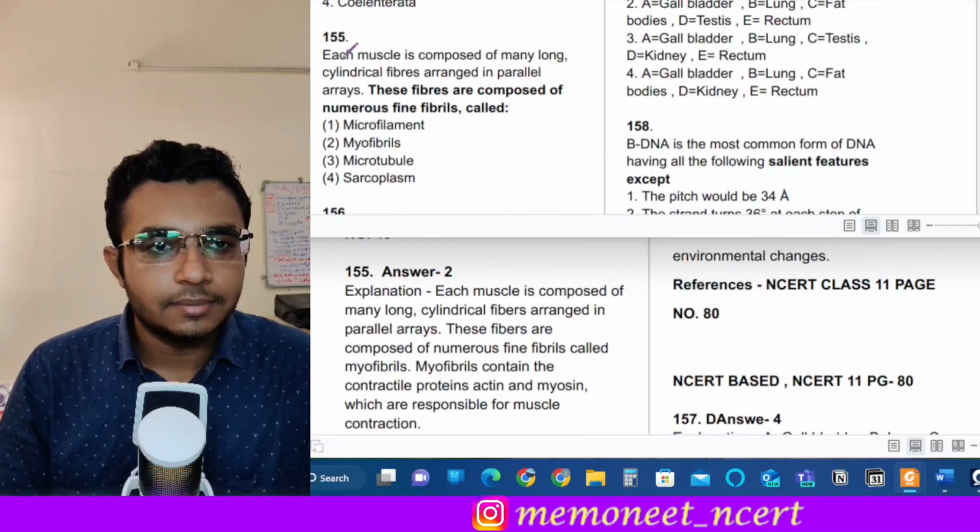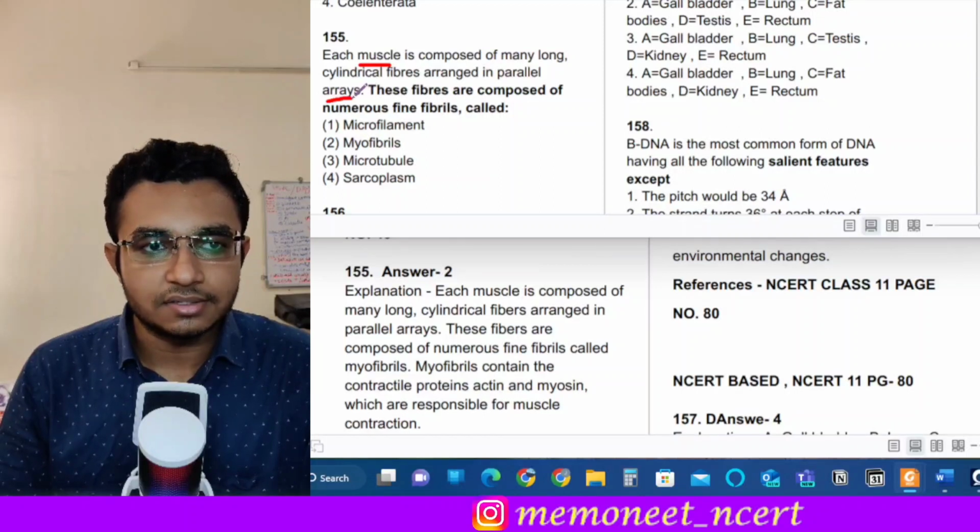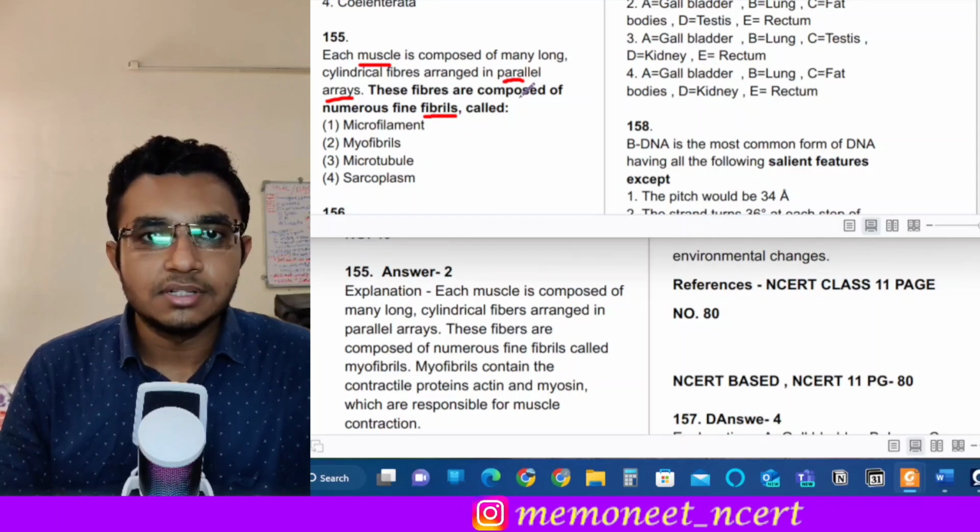Moving on to the next question, that is question number 155. It states that each muscle is composed of many long cylindrical fibers arranged in parallel arrays. These fibers are composed of numerous fine fibrils, and these fibrils are called what?